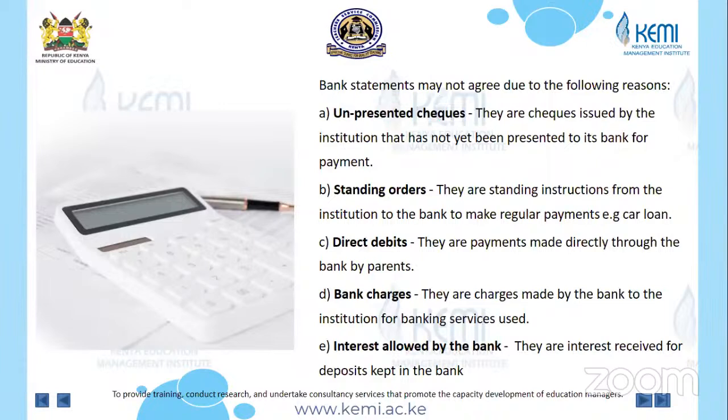And then there is also direct debits. You may not have records of what the parents have paid direct to the school account, but the school account has already received the money, and yet the record has not reached school, and therefore that one brings some disparities. And then there are also the bank charges. Definitely there are the bank charges. So they are charges made by the bank to the institution for banking services used. And then the interest allowed by the bank. So they are interest received for deposits kept in the bank. So therefore, the money you may be having in school may be less because maybe the bank has paid the interest also to what you have in your account, or also as a result of deductions that the bank has already done. Then I want us to end there so that we have a short break.